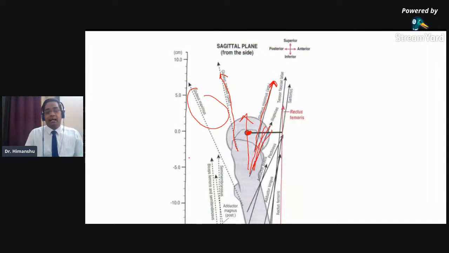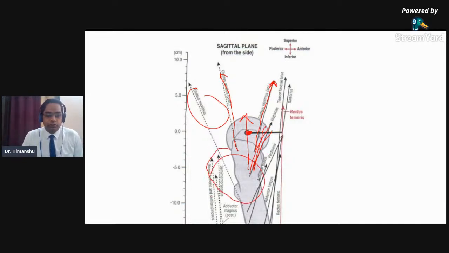Probably it has the highest, or the largest, cross-sectional area amongst all the extensors of the hip. Although adductor magnus is also a potential extensor, gluteus maximus has a larger cross-sectional area as compared to that. So the force of contraction always remains higher than all the other muscles. Similarly, we talk about the hamstring muscles.